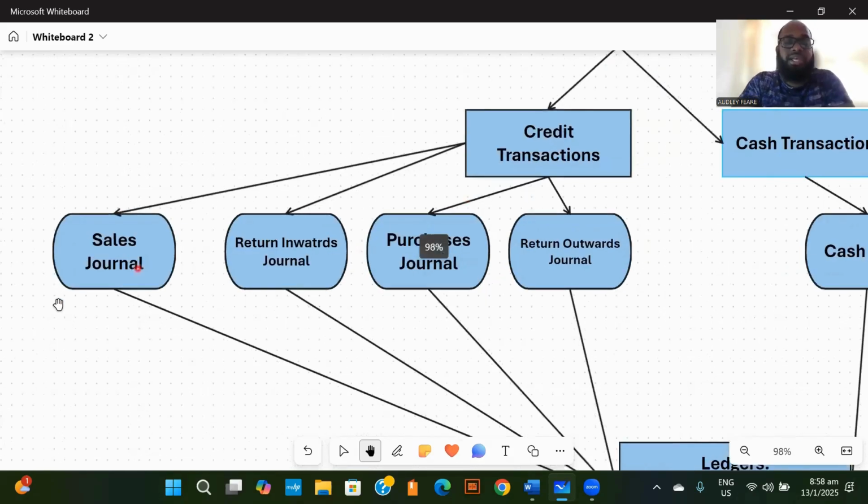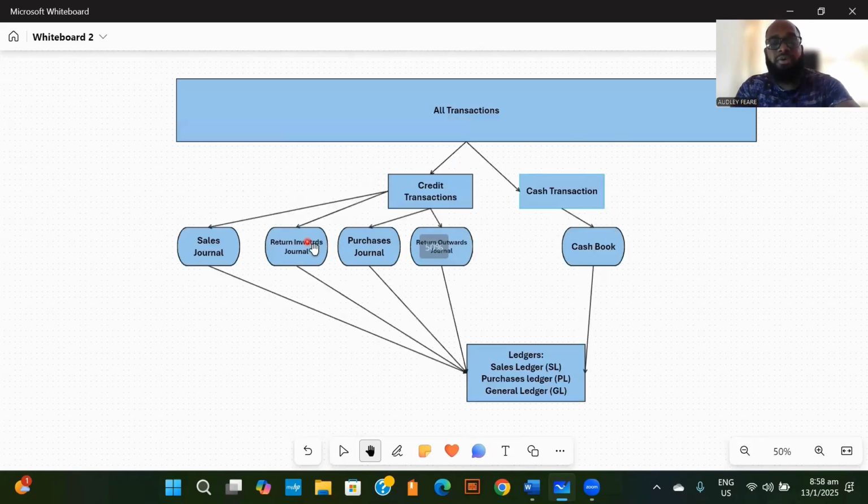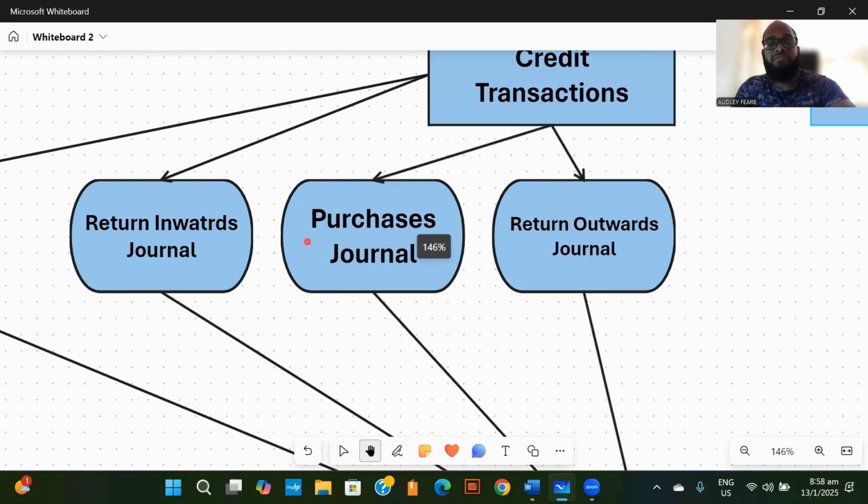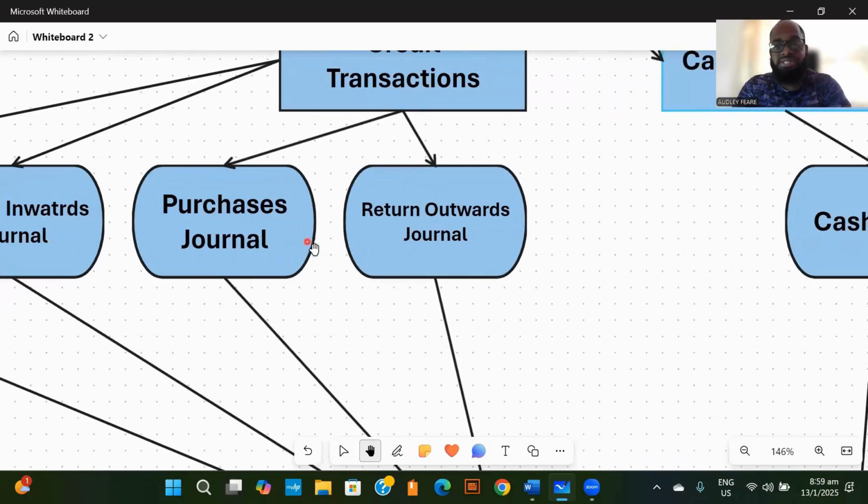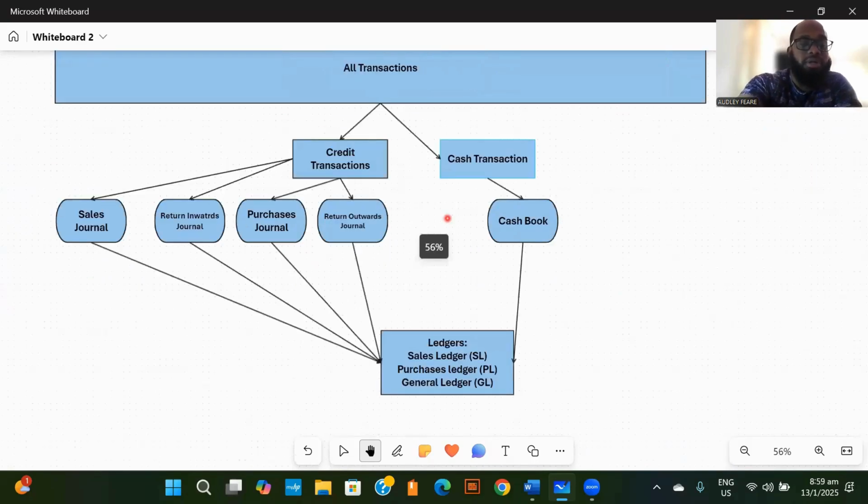Now, for the credit transactions, we can record in the sales journal. So if you sold goods on credit, that would go to your sales journal. Now, in the event that you sold some of the goods on credit and your customers brought back goods to you, that's called return inwards, and the return inwards journal would then record the information. Then move on to our purchases journal. And our purchases journal would record all the information of the goods we bought on credit. And if we return goods to our suppliers, we use the return outwards journal. So pretty much remember that.